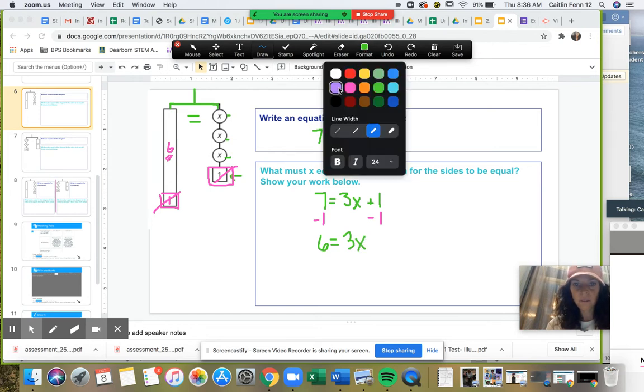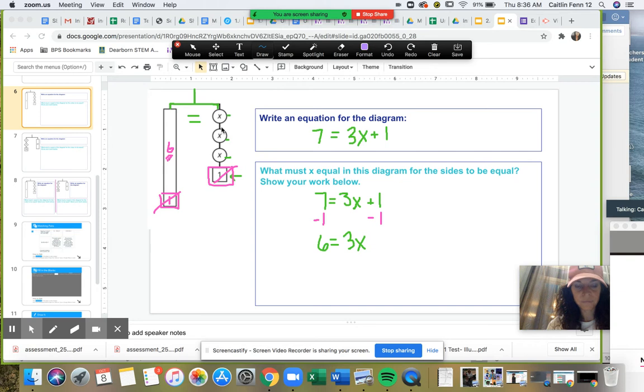Now we have 3 x's over here, and that's equal to 6. Now x's must all equal the same thing. They're the same letter, so they're the same. So if each one must be the same, then we must divide the 6 into 3 equal parts. That's just division. So we're going to see what 1x equals. So we're going to divide all those 3 x's into 1.